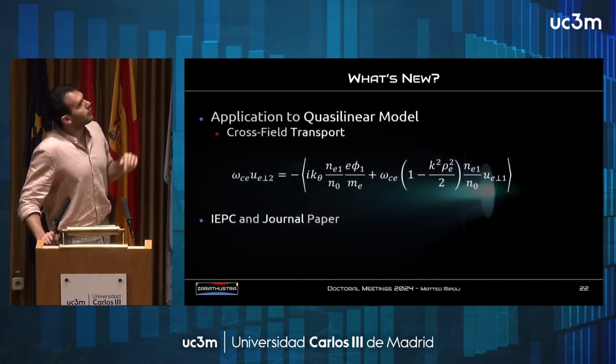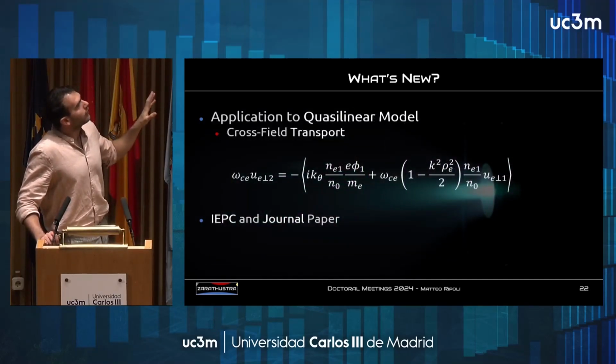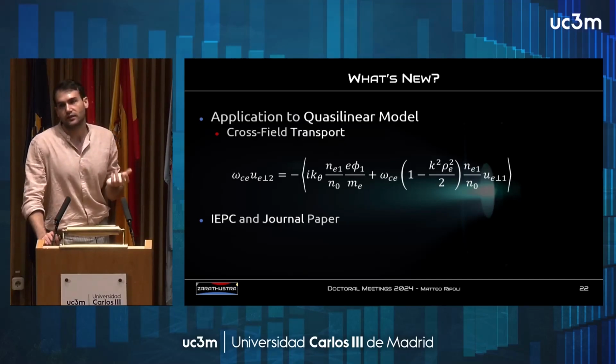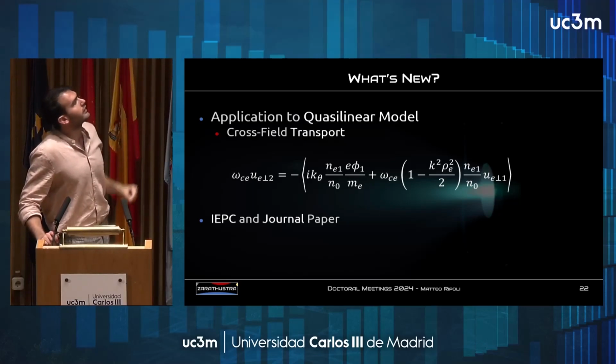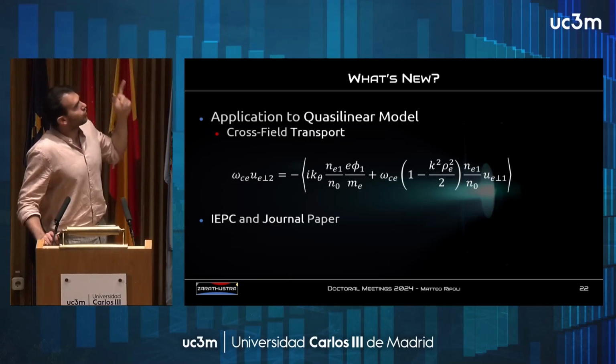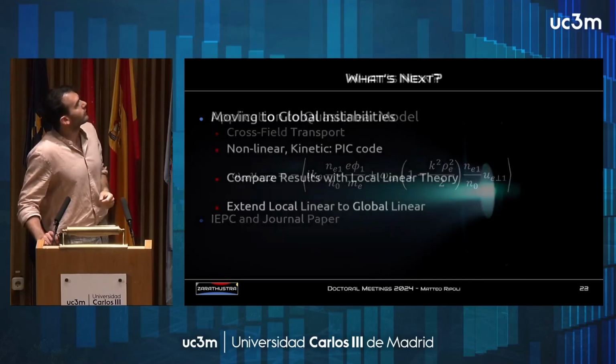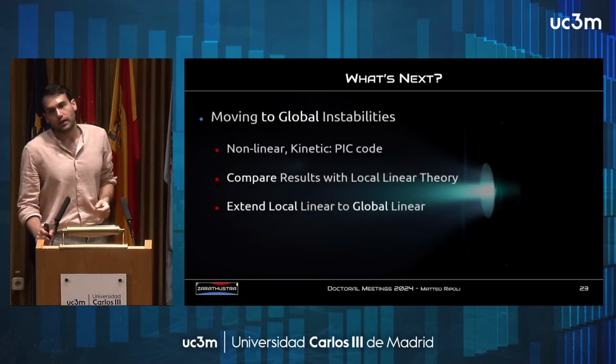So all of this, then, we applied to a quasi-linear model, okay, which is trying to assess nonlinear effects through the results of linear theory. And we got an expression for the cross-field electron transport. Great. And I'm going to present this at the upcoming IPC, and then we're going to publish a paper on this. Now, the next steps, what are they?